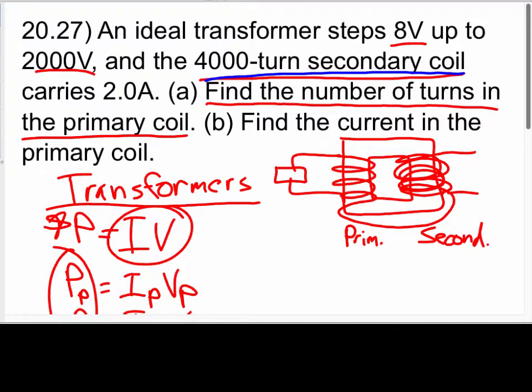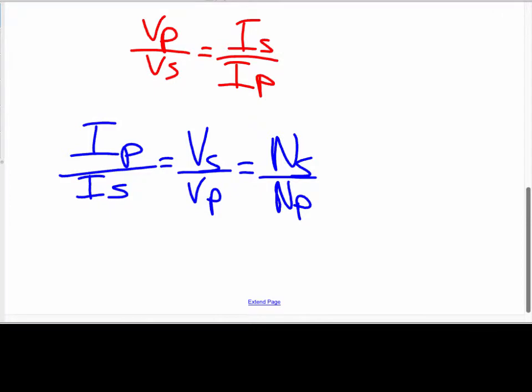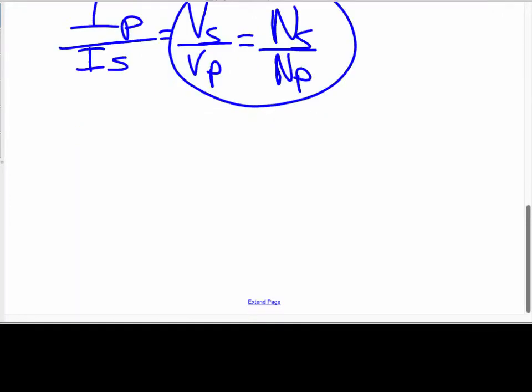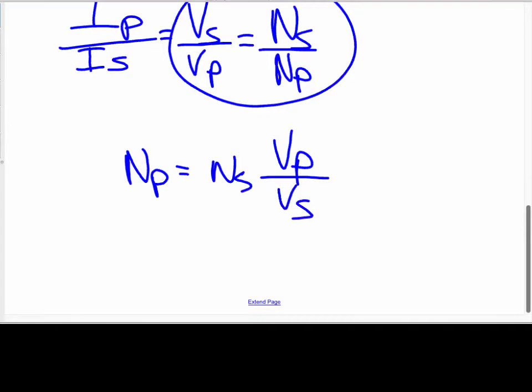Find the number of turns of the primary coil, given that the transformer steps up from 8 volts to 2,000 volts. Based on this relationship, we're going to take this information, and they're asking us for the number of turns on the primary, right? So if I solve for that, I should get N_S V_P all over V_S, right?